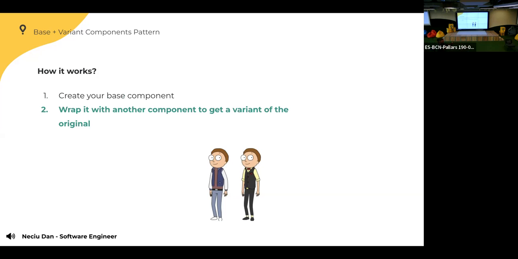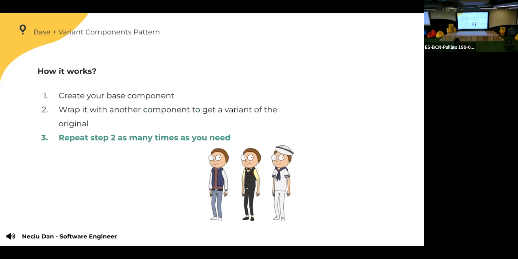So for example, you use the first button, and you create a danger button or an info button or a disabled button. These are all variants. And you repeat this step as many times as you need in your application for every button that you may create.